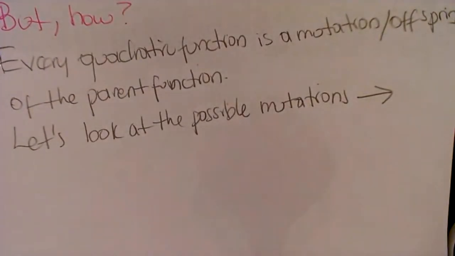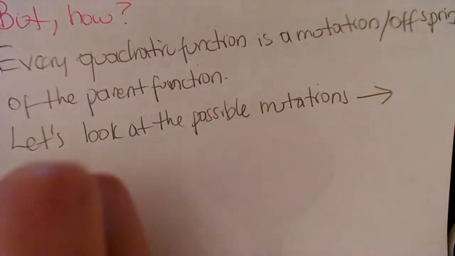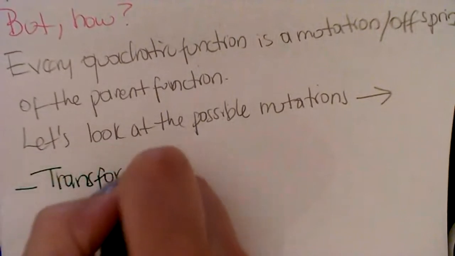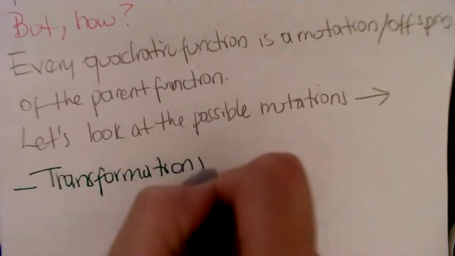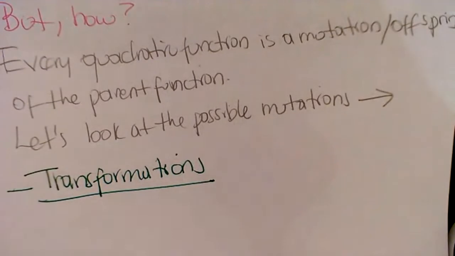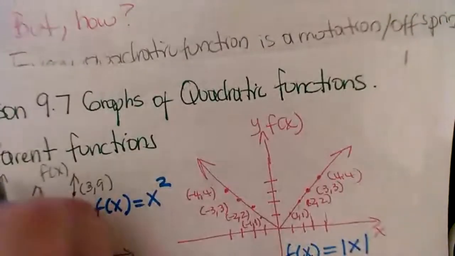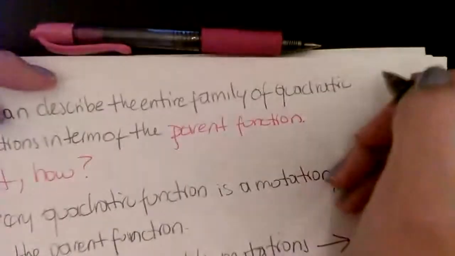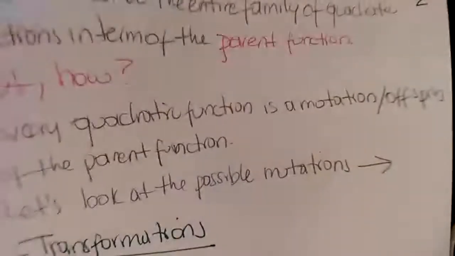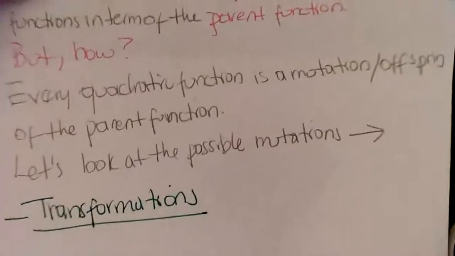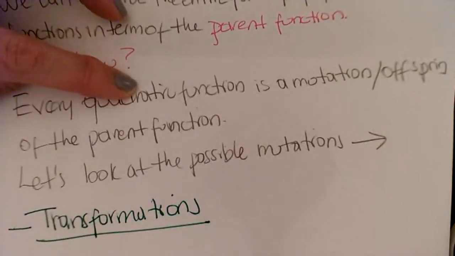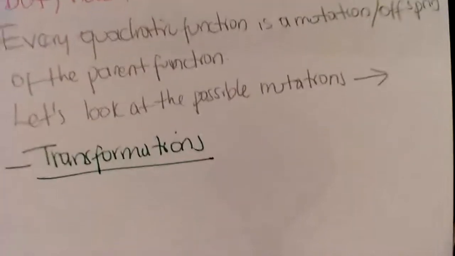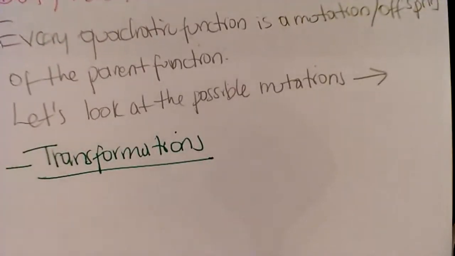And here's what we call transformations. Okay, we started with parent functions, which was this part. Now we're going to look at transformations. Those are the possible mutations. Every quadratic function is a mutation or is a baby of the parent function. And we're going to look at the transformations.